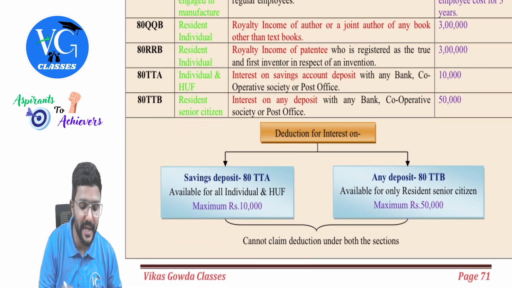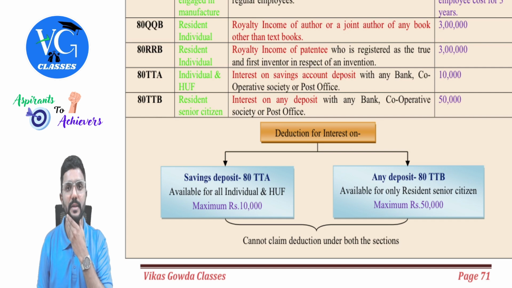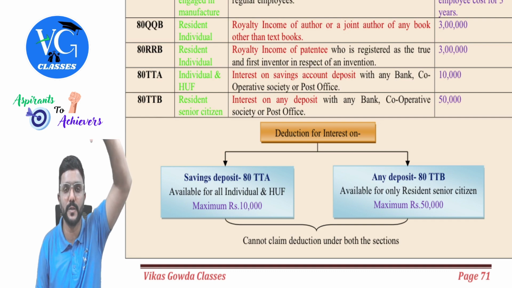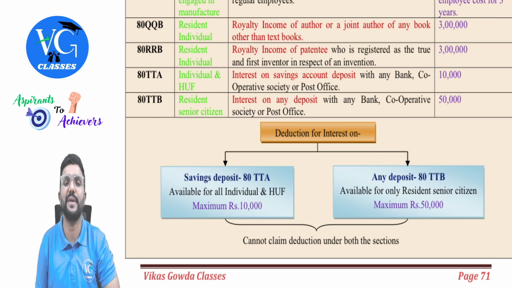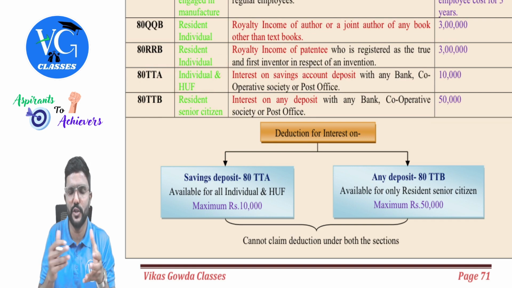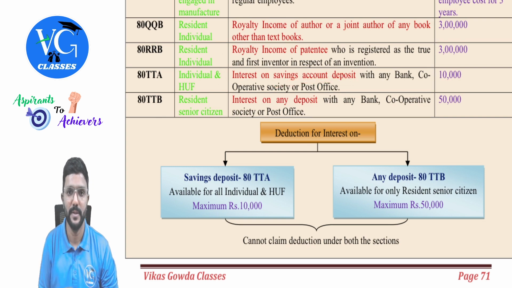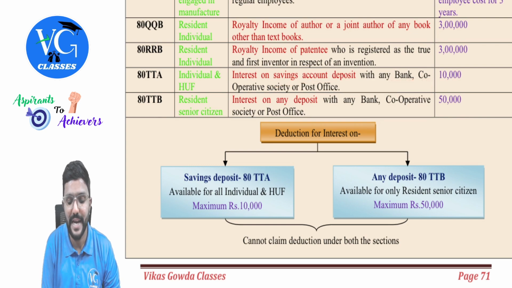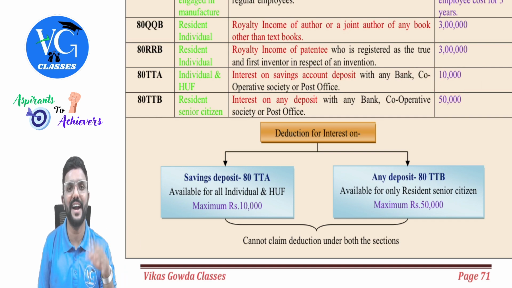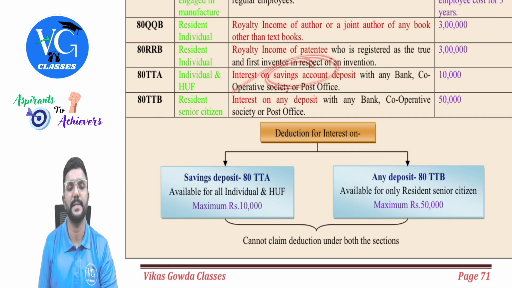Okay. Then 80TTA and 80TTB is important, guys. These two sections give deductions for interest income. Whenever assessee has earned interest income, first include it under the head income from other sources. Then come and claim the deduction here, provided you are eligible. 80TTA gives deduction for any individual or HUF, whether they are resident or non-resident. But here, the deduction is only for interest on savings account deposit with any bank, cooperative society or post office. Maximum 10,000. Sir, what if I have any FD or RD on which I am earning interest? Deduction is not given here. It is only on savings deposit, guys.